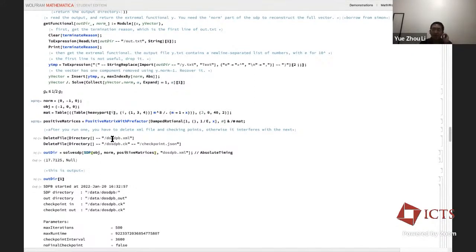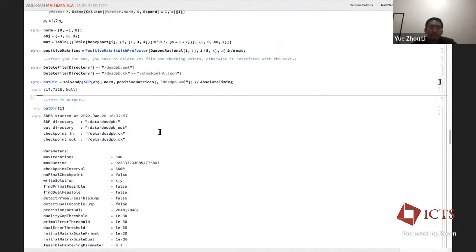And for checkpoints, a checkpoint is just some points that SDPB will check. So if you don't delete the checkpoint, it would actually affect the search solution for SDPB, because it assumes some checkpoint exists there. SDPB will start with those checkpoints and continue doing the searching. So you have to delete the XML file and the JSON file first, then you throw it into SDPB. It takes a few minutes, a few seconds. So let's try. Let's wait.